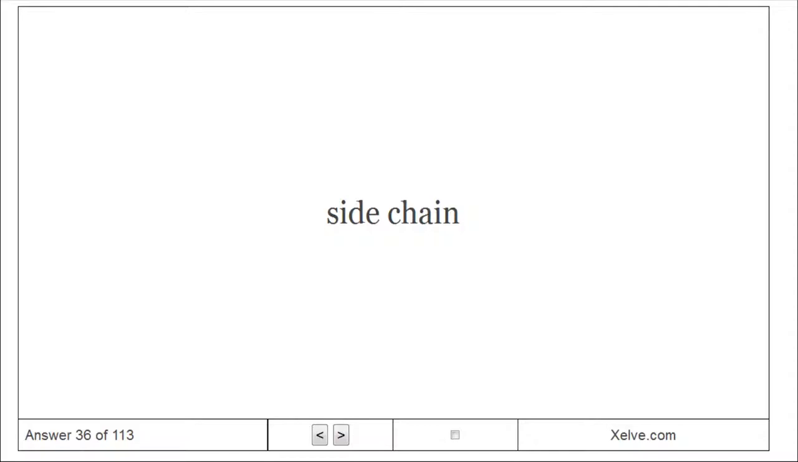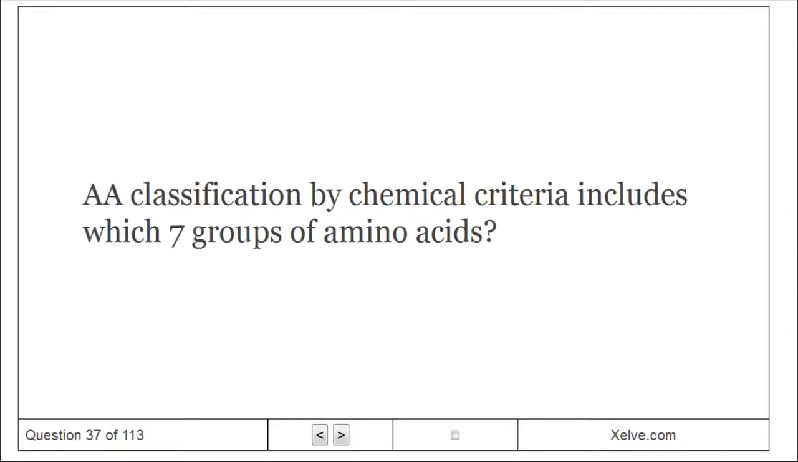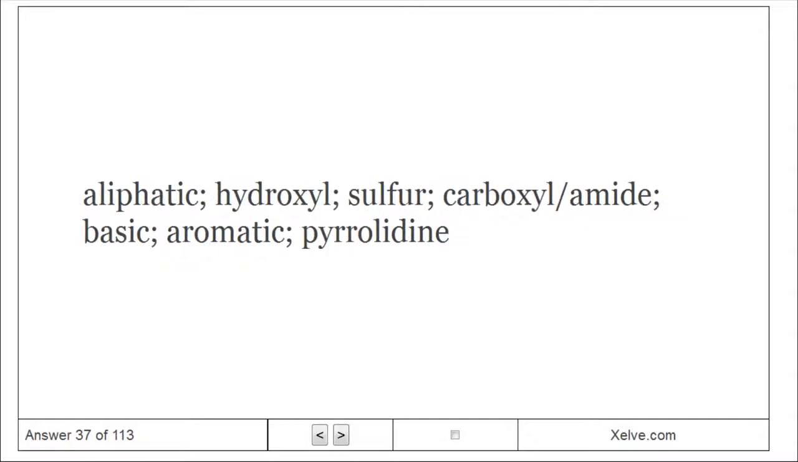Amino acid classification by chemical criteria incorporates the use of blank-blank properties. Side chain. AA classification by chemical criteria includes which groups of amino acids? Aliphatic, hydroxyl, sulfur, carboxyl, amide, basic, aromatic, pyrrolidine.